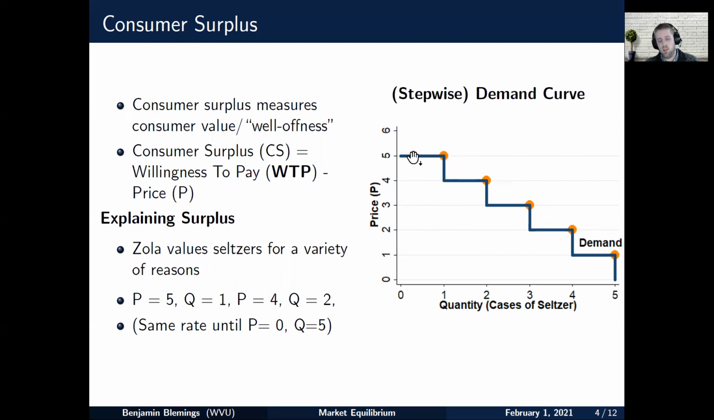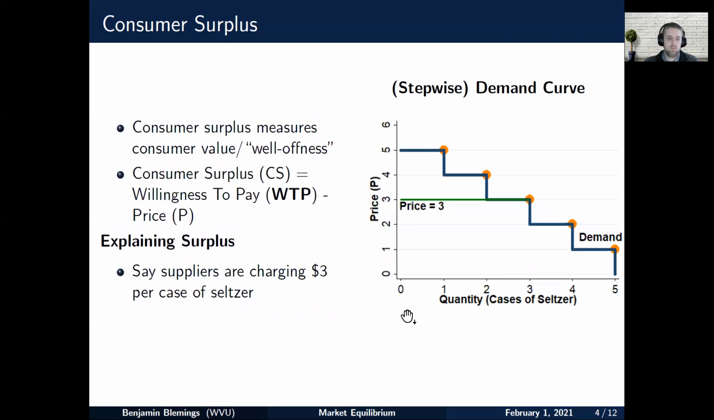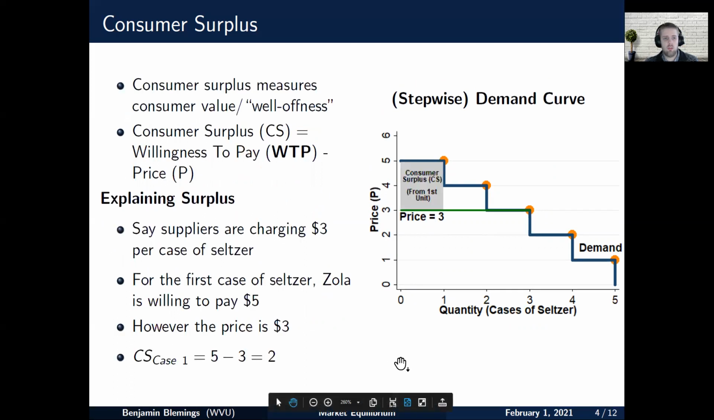And so even though it's not a straight line, this is also a demand curve because it tells us for every price what the quantity of cases that Zola would like to purchase is. And so let's say for whatever reason that the price in this market is $3 per case of seltzer. Now let's look at what the consumer surplus would be in this case.